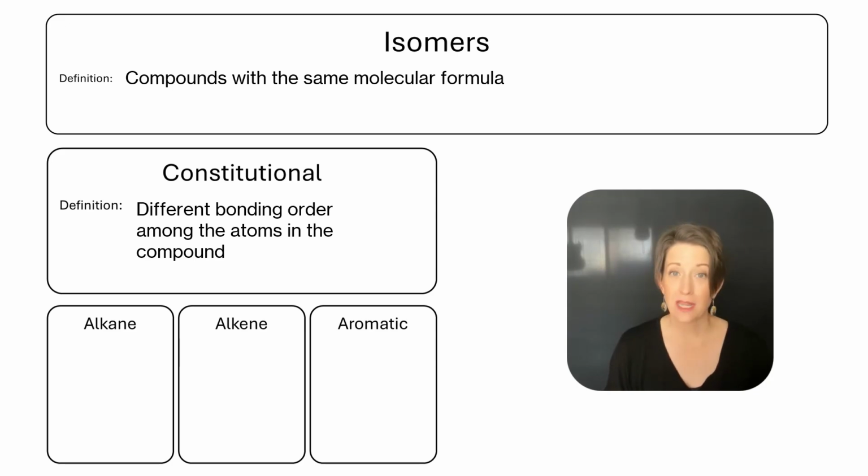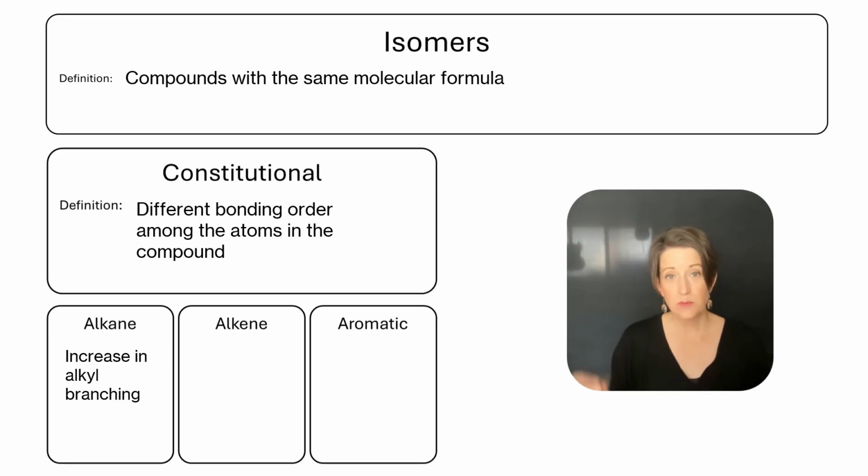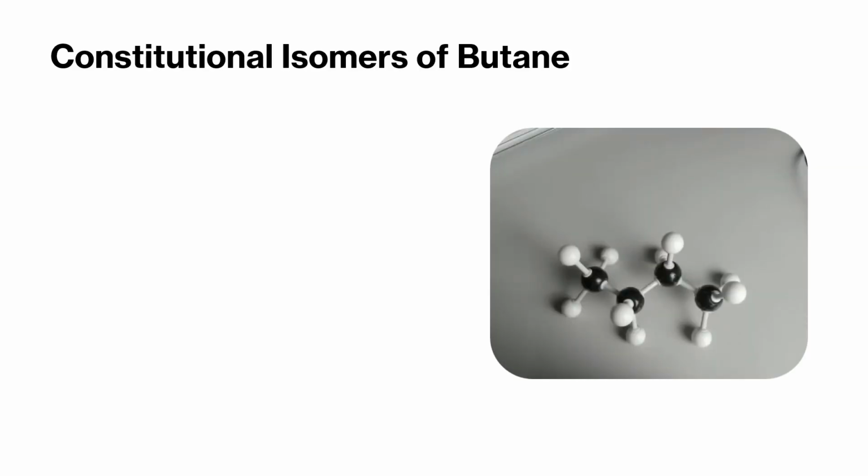We'll be looking at three of the hydrocarbons: alkanes, alkenes, and aromatics. Alkynes can be treated very similar to alkenes, so the rules we'll talk about with alkenes will also be for our alkynes. Starting with the alkanes first. For alkanes, their constitutional isomers are created by increasing the alkyl branching, which means moving alkyl or carbon groups around the parent chain.